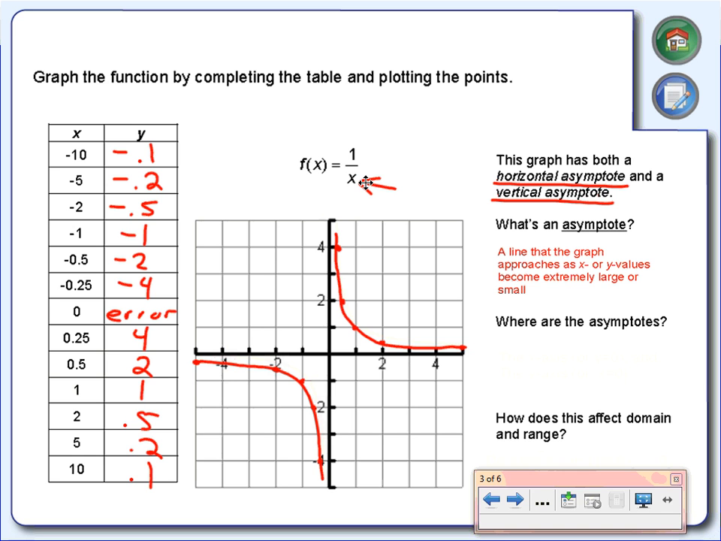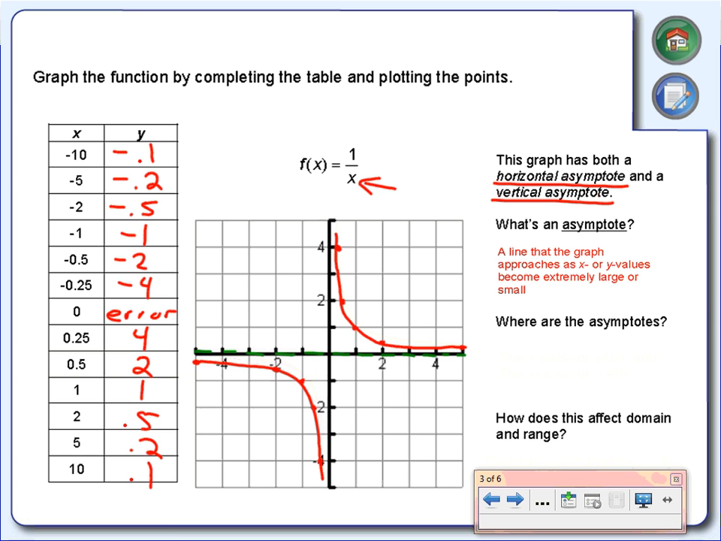Well, I kind of pointed those out already. Anybody know where those asymptotes are? What line am I getting really close to but I don't actually touch? The x-axis, I think, is what you're trying to say, right? This right here. Notice I'm getting really close to this line here, but I'm not actually touching. Draw yourself a dotted line right over the x-axis, because that right there represents one of the asymptotes. That right there is the horizontal asymptote.